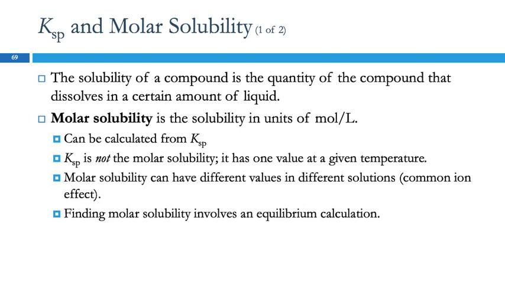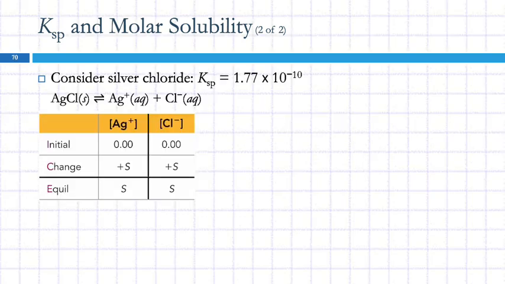So to find the molar solubility, we need to use an equilibrium calculation. So silver chloride, this is listed as insoluble in Chapter 5. Its solubility product constant is 1.77 times 10 to the minus 10. And that's a small equilibrium constant. So to calculate the molar solubility, we look at this dissolving, and it forms one silver ion and one chloride ion. And so ice table.